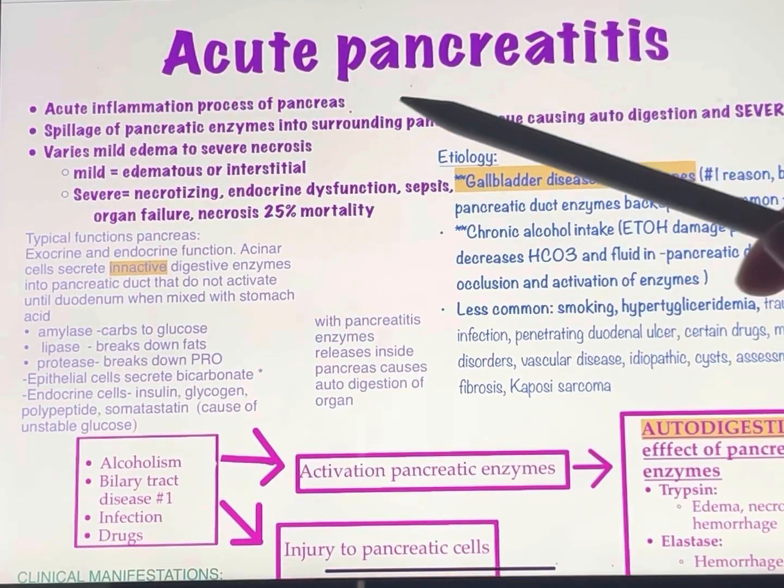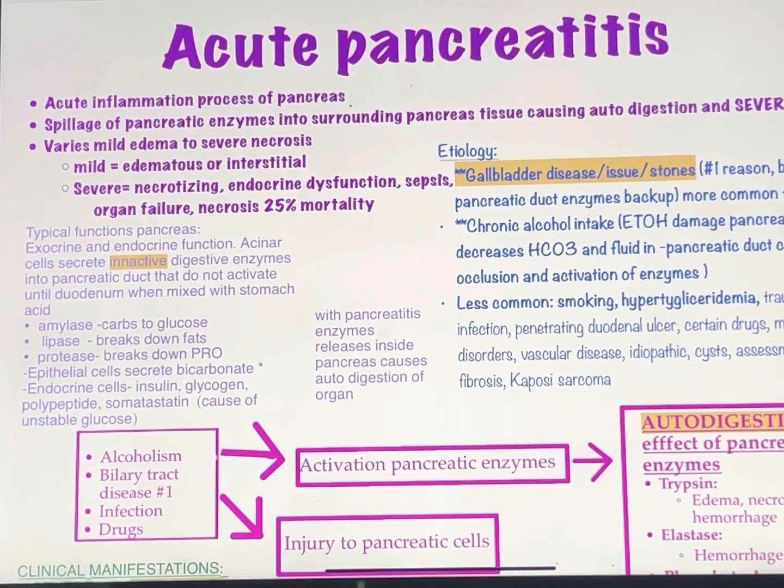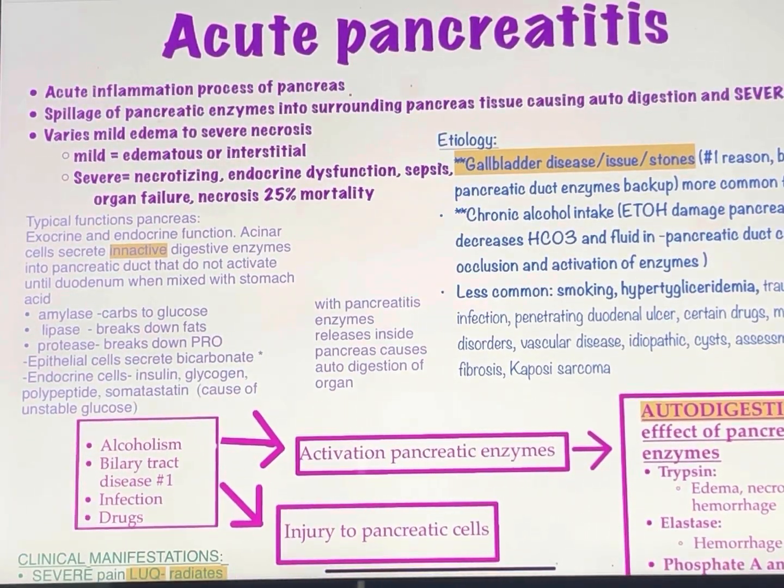on your exam. Pancreatitis is an acute inflammation process of the pancreas. Pancreatic enzymes spill into surrounding tissues, causing autodigestion and severe pain. This can vary from mild edema to severe necrosis.